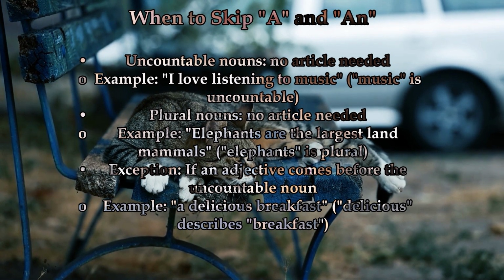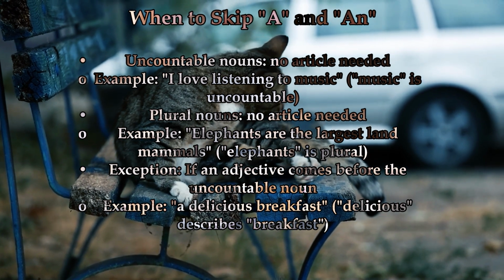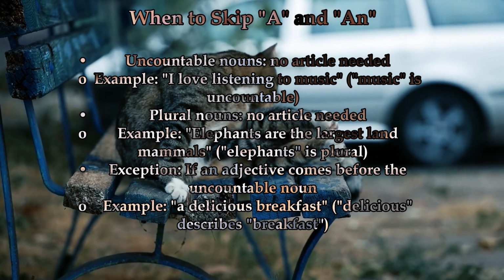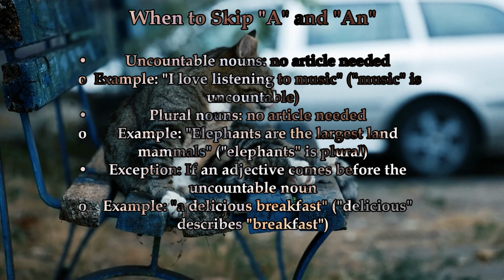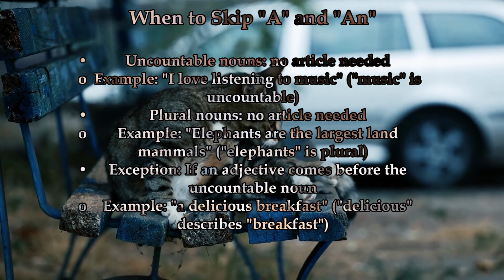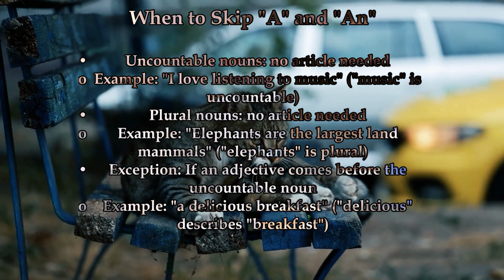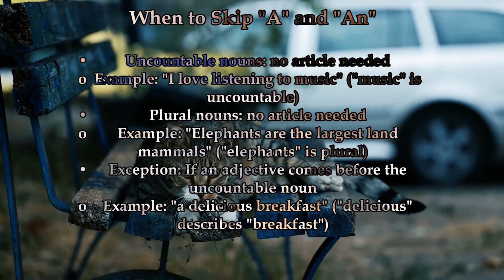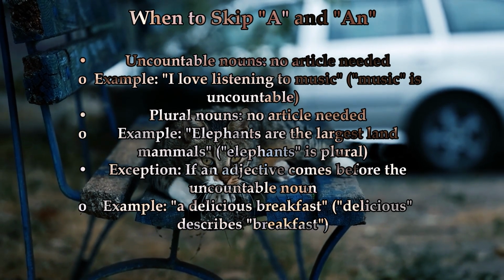1. In the sentence, I love listening to music while I study. Music is an uncountable noun, so we don't use an article. 2. In the sentence, they're serving breakfast at the conference. Breakfast is being used as an uncountable noun, so no article is needed. However, if you were to say a delicious breakfast, then you would use a because delicious is an adjective describing the noun. 3. In the sentence, elephants are the largest land mammals. Since elephants is plural, we don't use a or an.